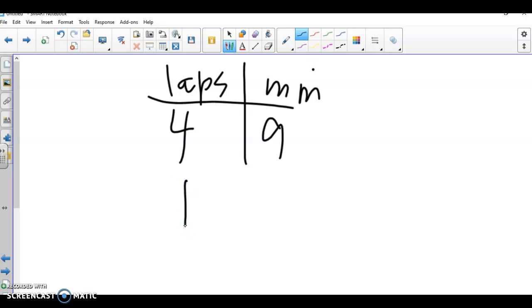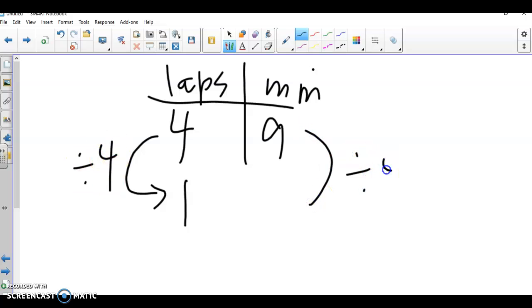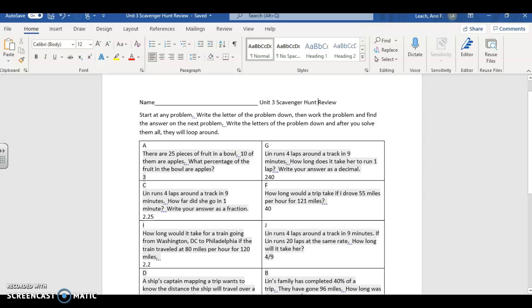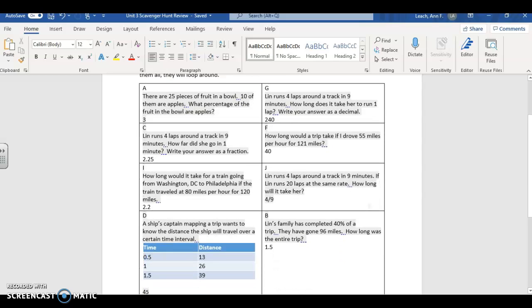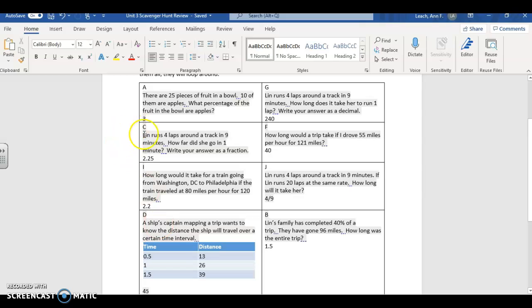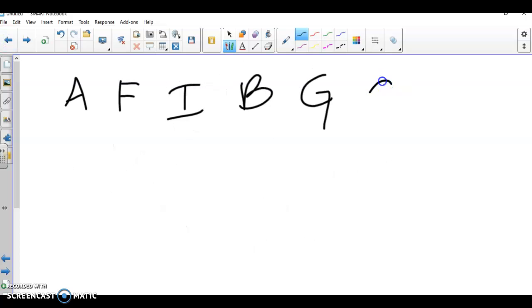Well, I don't know. I'm going less laps, so it should take me less time. So let's divide by 4 here. Let's divide by 4 over here. 4 divided by 4 is 1. 9 divided by 4 is 2 and a fourth, 2.25. So that's what I'm looking for, 2.25. So where is 2.25? Here it is, C, right over here. So C is going to be our next answer. Let's go back and put C, and here we go.